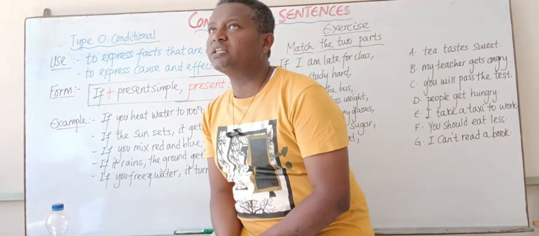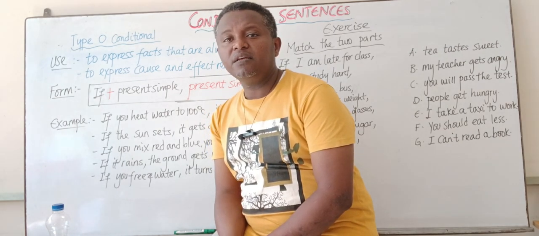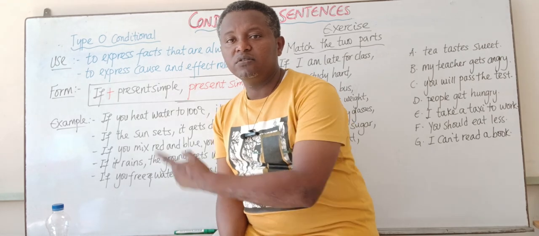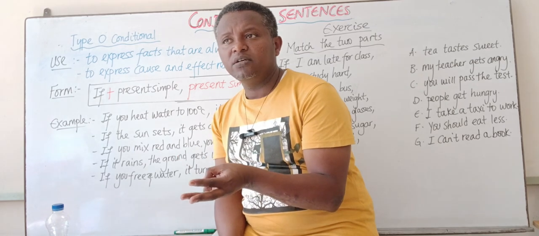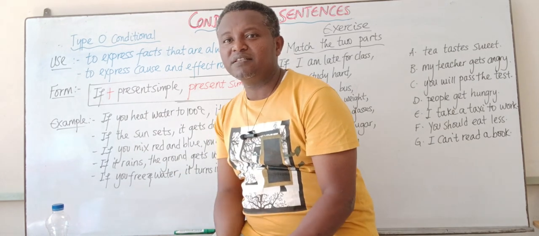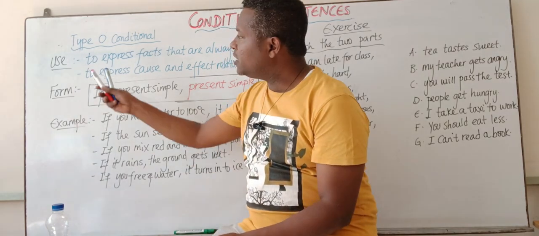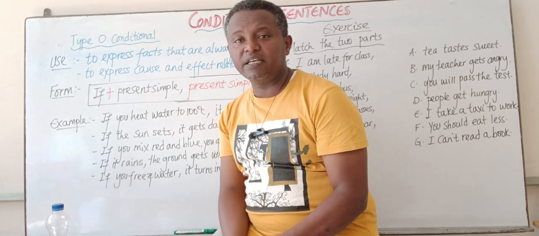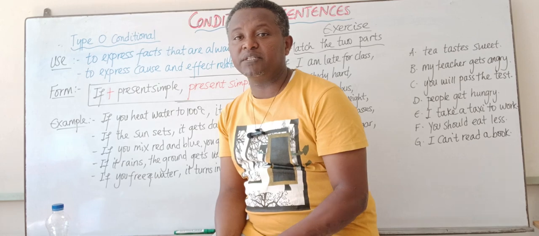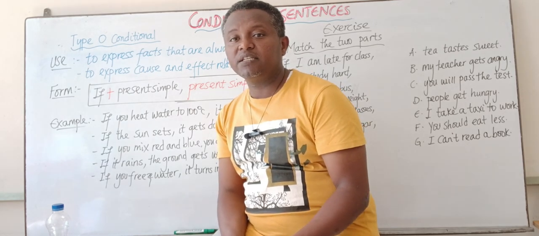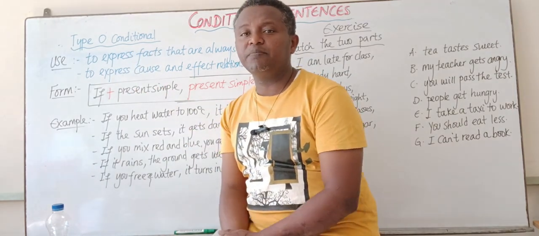Okay, what is conditional type 0? I know most of us are aware that there are 3 other conditionals, not this one. We are familiar with conditional type 1, type 2 and type 3. So this is something new for most of us, right? Conditional type 0 is part of the conditional sentences, which we use to talk about different purposes compared with conditional type 1, 2 and 3. So what are the functions? When do we use conditional type 0?